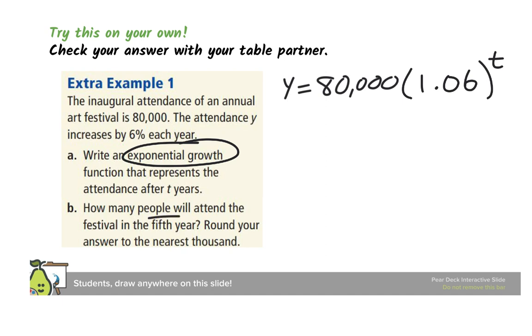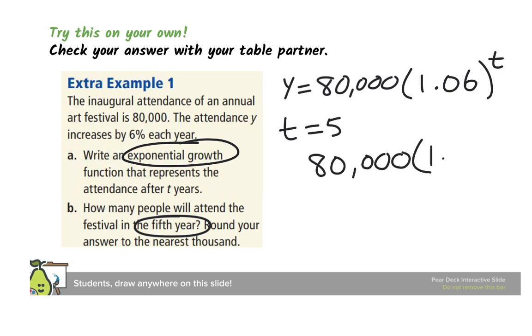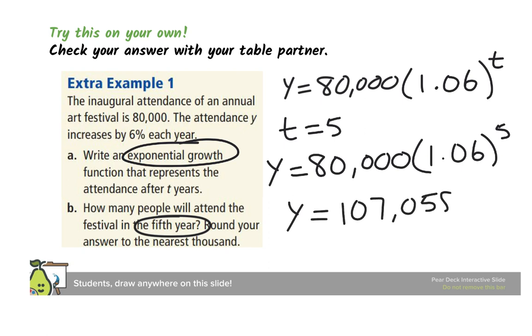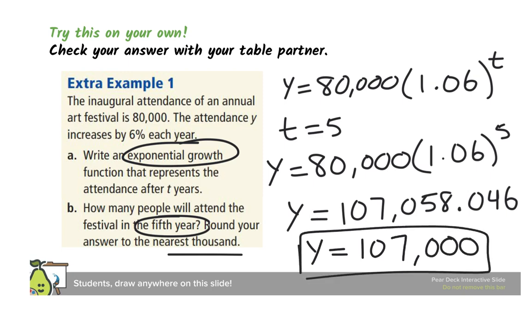Then how many people will attend after the 5th year? That would be when t is equal to 5. And so very similarly, we would have 80,000 times 1.06 to the not t power, but to the 5th power. And so y would be equal to, after you type that in on a calculator, 107,058. And then you get some decimal, 0.46, and it keeps going. But we're rounding this to the nearest 1,000. And so we would again look at this number. Okay, well, 0 is for sure less than 5, and so we would round down again. This would be y equals 107,000 people that attended this music festival.